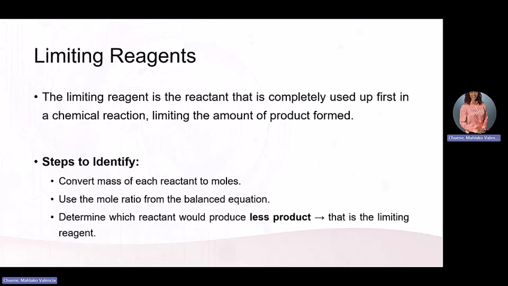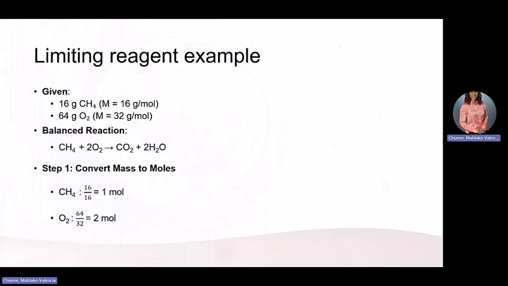All right, so you will have to, based on the ratios, determine which one would run out faster and produce less product, and that one will obviously be your limiting reagent. All right, now let us go into an example.